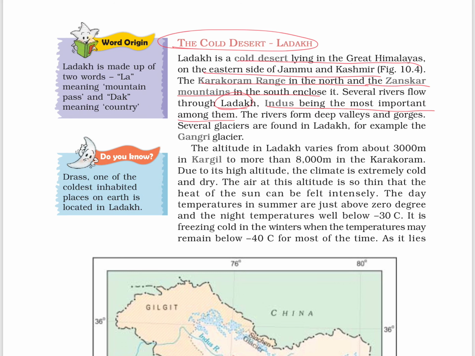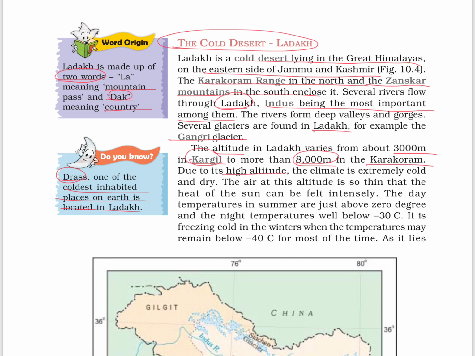Several glaciers are also found in Ladakh, for example, Gangri Glacier. So Ladakh is made up of two words, La meaning mountain pass and Dak meaning country. Next we have Dras, one of the coldest inhabited places on earth, located in Ladakh. The altitude in Ladakh varies from 3000 meters in Kargil to more than 8000 meters in Karakoram.